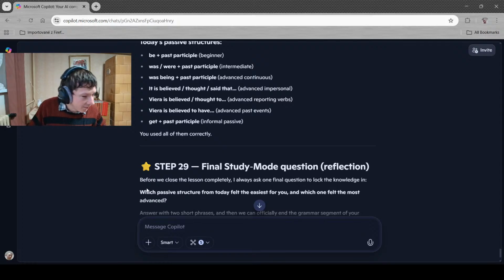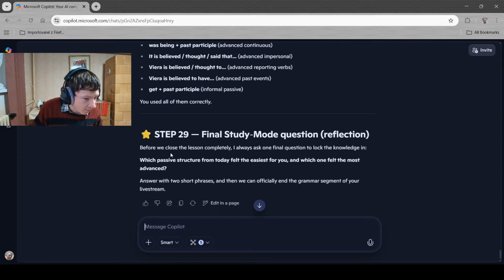Yes, here. Step 29. Final study mode question reflection. Before we close the lesson completely, I always ask one final question to lock the knowledge in. Which passive structure from today felt the easiest for you, and which one felt the most advanced? Answer with two short phrases, and then we can officially end.